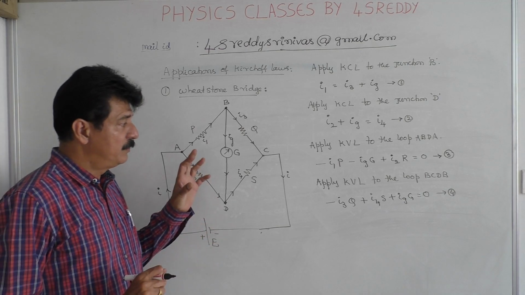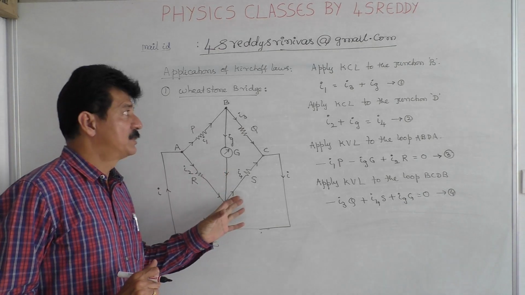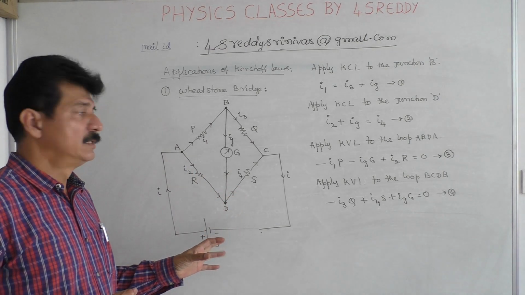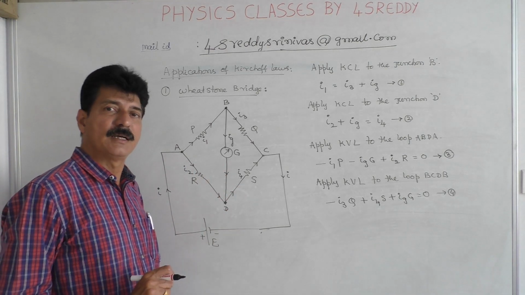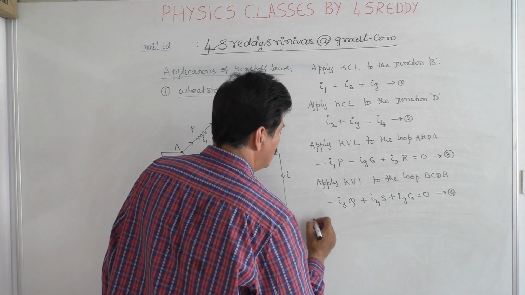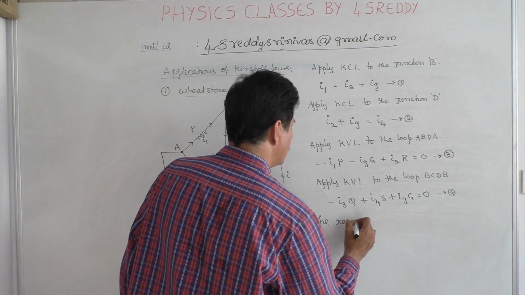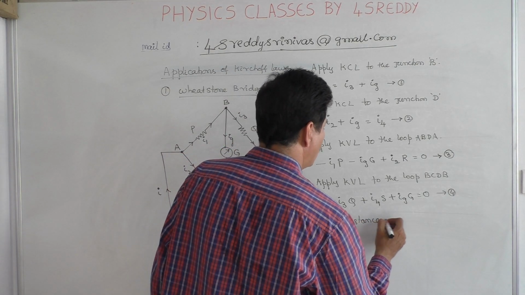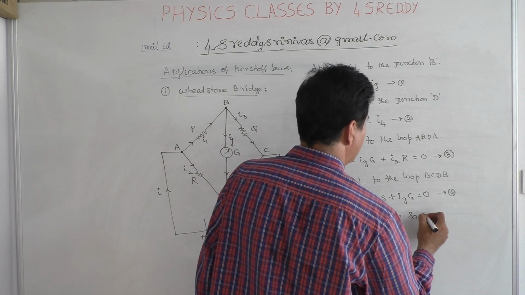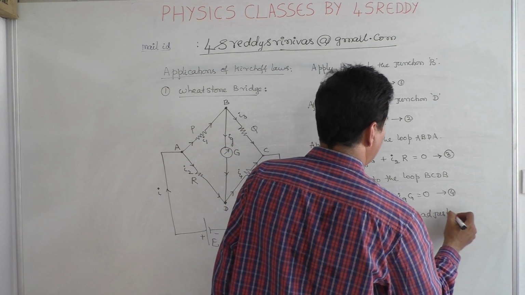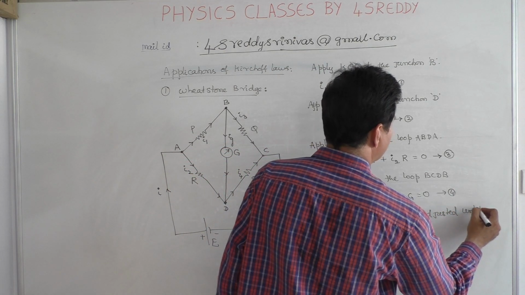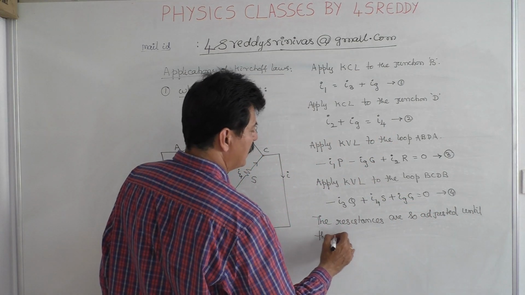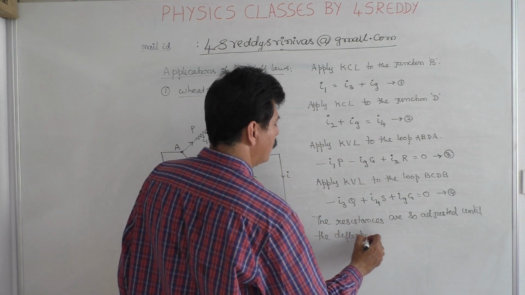Now, if the Wheatstone bridge is balanced, the current through the galvanometer becomes 0. So, the resistances are so adjusted until the deflection in the galvanometer becomes 0.